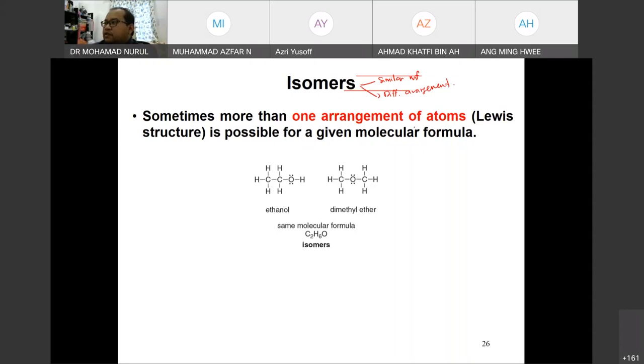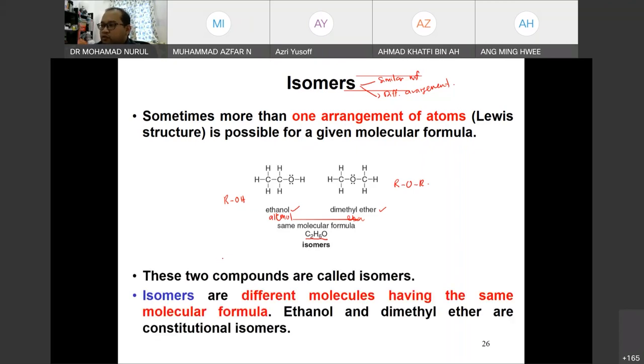Okay, sometimes more than one arrangement of atoms in a Lewis structure is possible for a given molecular formula. For example, we ask you to draw all compounds that have the molecular formula C2H6O1. So you can come up with two molecules. Okay, the first one is ethanol. The second one is dimethyl ether. This one is an alcohol. This one is an ether. Alcohol is R-OH, ether is, okay. These two compounds are called isomers. Okay, isomers are different molecules having the same molecular formula.